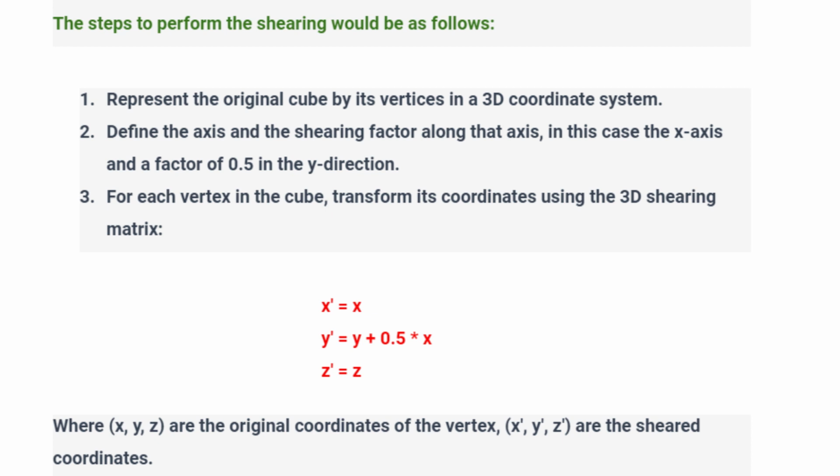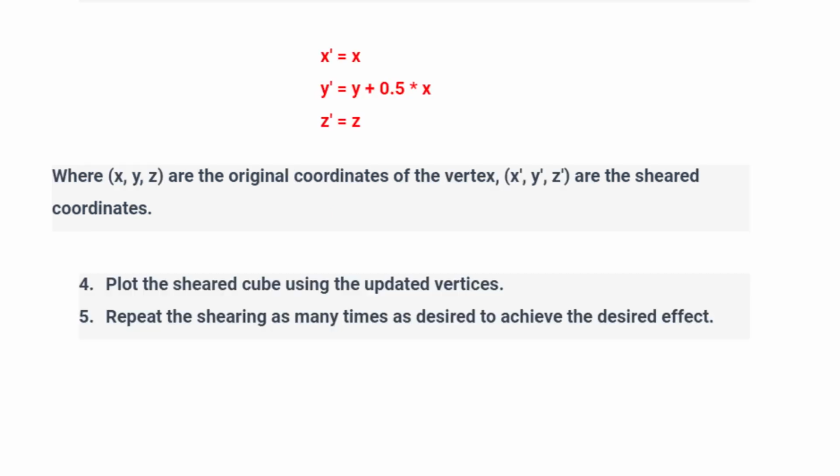X' is equal to x. Y' is equal to y plus 0.5 asterisk x. Z' is equal to z, where x, y, z are the original coordinates of the vertex, and x', y', z' are the sheared coordinates. Plot the sheared cube using the updated vertices. Repeat the shearing as many times as desired to achieve the desired effect.